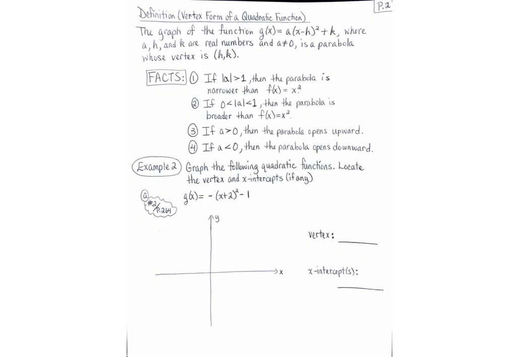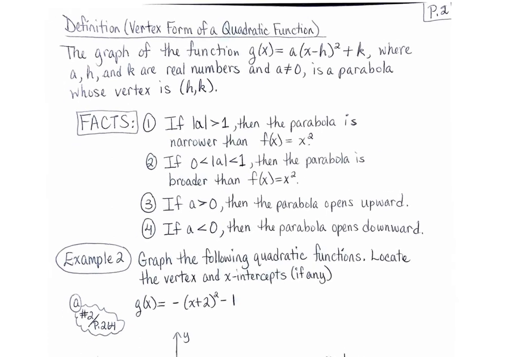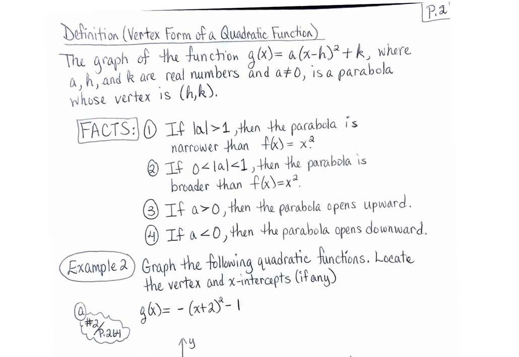All right, so now let's talk about the vertex of a quadratic function. First, we're going to define it, and we're going to look at some examples, and after we go through those examples, we're going to talk about the vertex formula, okay? Now, the graph of the function g of x equals a times the quantity x minus h squared plus k, where a, h, and k are real numbers and a is not equal to 0, is a parabola whose vertex is h, k. So this you want to remember. This is a standard form for the vertex form of a quadratic function.